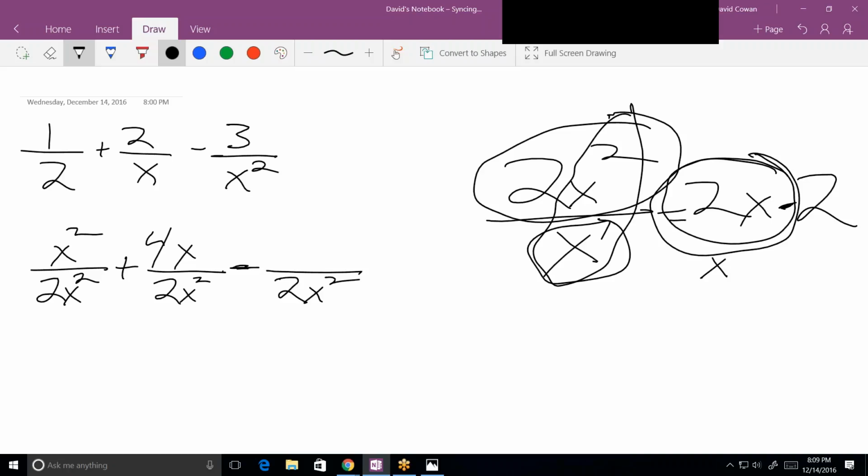And put that in the numerator to make it the same as this. 6x. How about just 6? Would 6 work? Yeah, that makes sense.